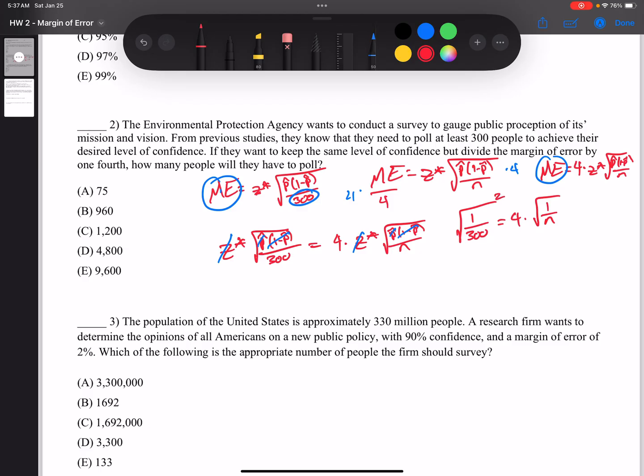We're going to square both sides, and we're going to get 1 over 300 is equal to 16 over n. All right, and then solve this a little bit. We end up with n is equal to 4,800. Okay, so that one was mainly just a how strong is your algebra kind of thing.